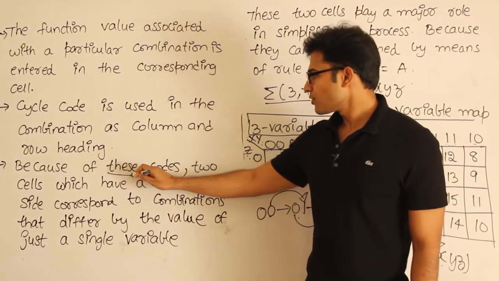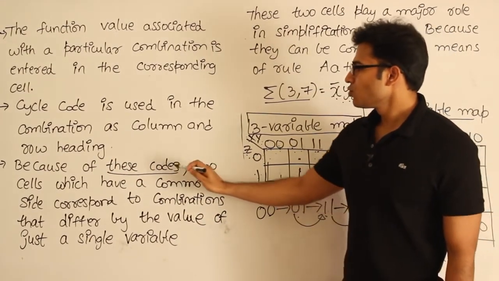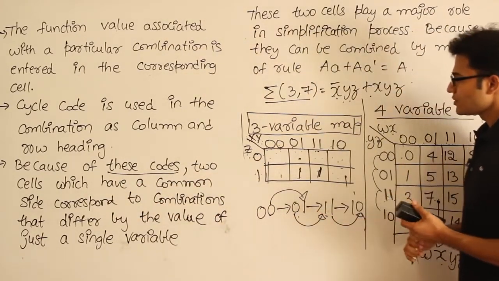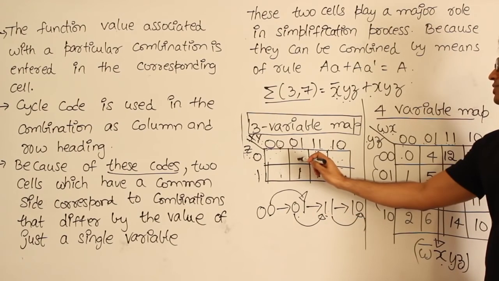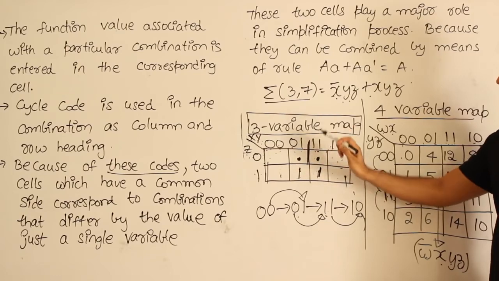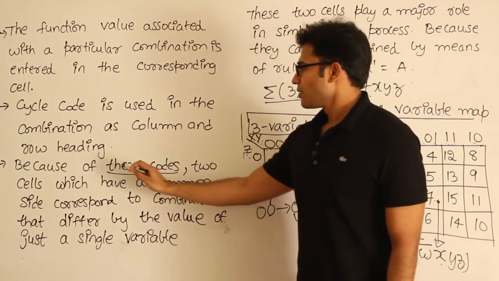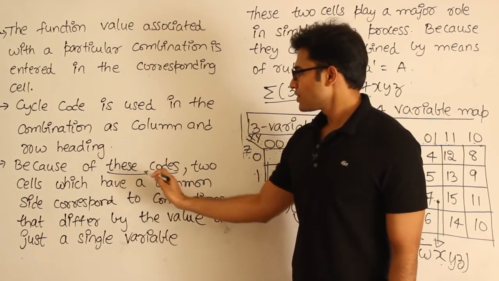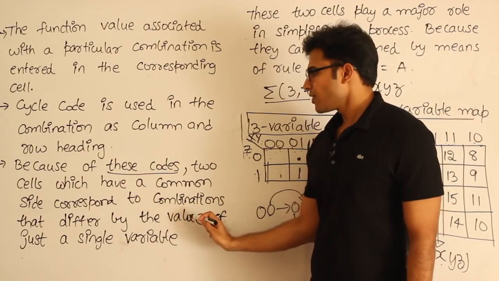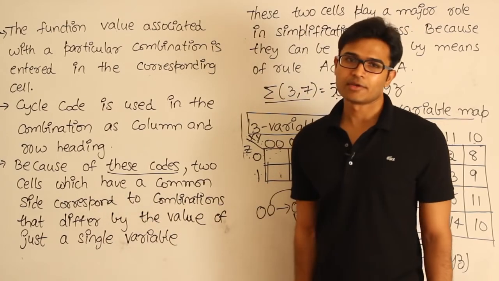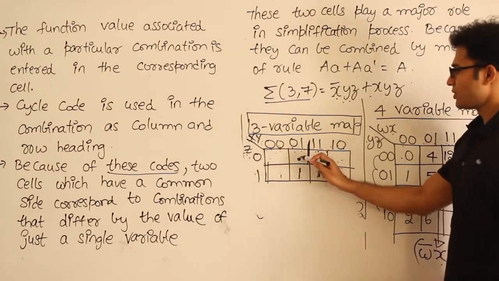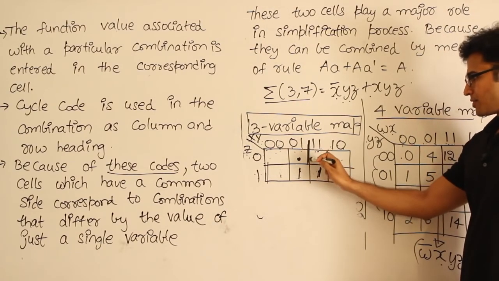Because of these codes, what are the codes? Cycle codes. Two cells which have a common side. So what is two cells which have a common side? Look at these two cells, this cell and this cell. These two are having a common side. This is the common side, right? That is what they are talking about. Because of these rules, two cells which have a common side correspond to combinations that differ by the value of just a single variable. So what is the meaning of it? Just look at these two. These two cells are having a common side.